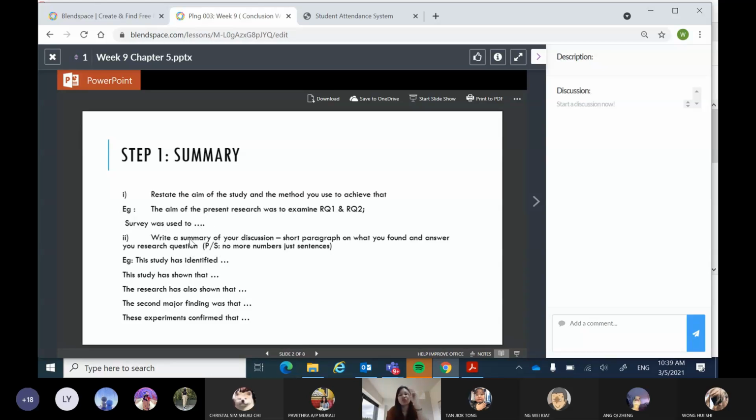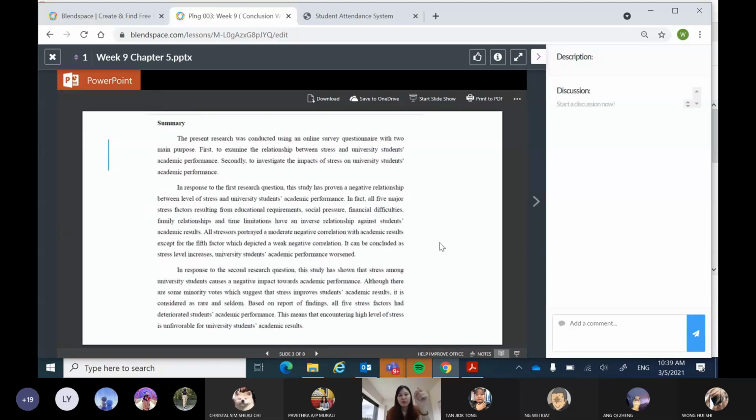The next one is you write a short summary of your discussion, a short paragraph on what you have found out and answer your research questions. Okay, so no more numbers, just sentence. So if you have two research questions, the first research question in one paragraph, second research question in the second paragraph. Okay, so it should look like this. First of all, restate the aim and the two research questions that you need to answer. And then after that, you actually answer the first research question, summarize and answer the first research question. Then you summarize and answer the second research question. So this is the first part of your chapter 5 conclusion, which is the summary.